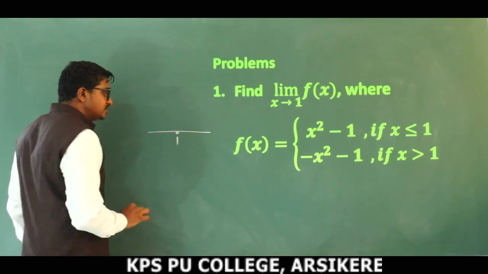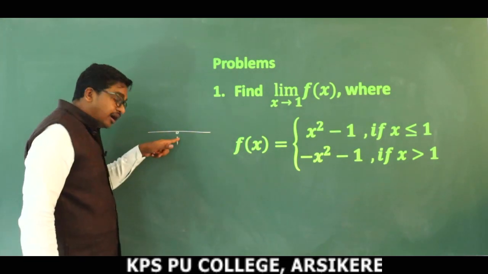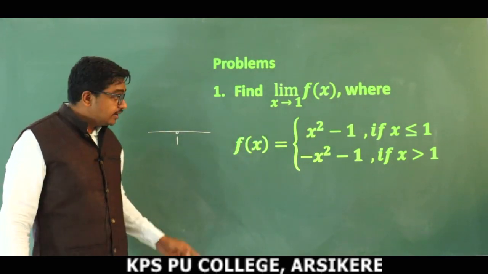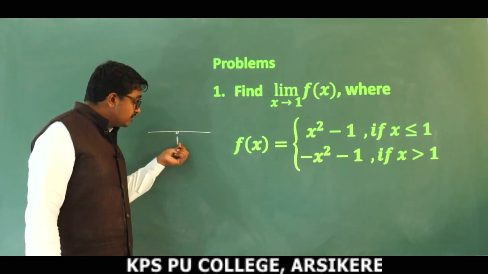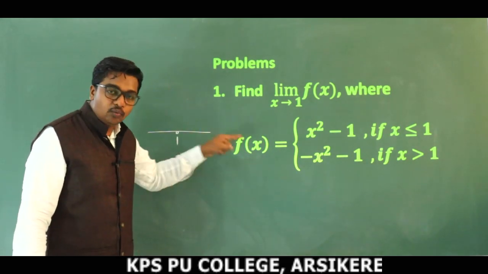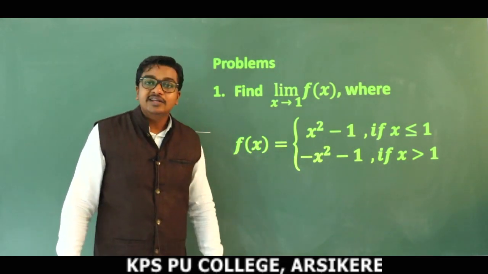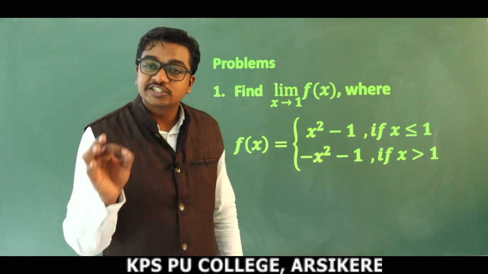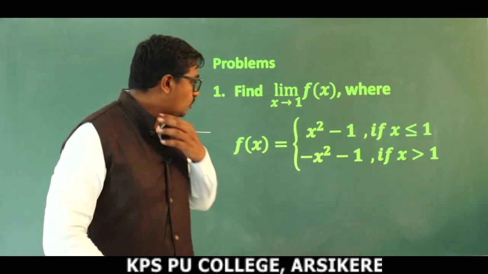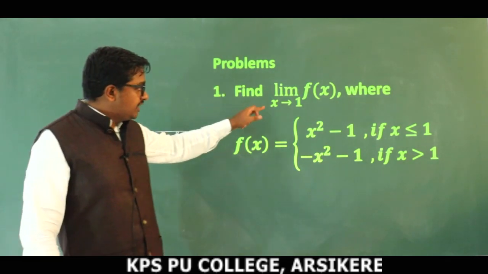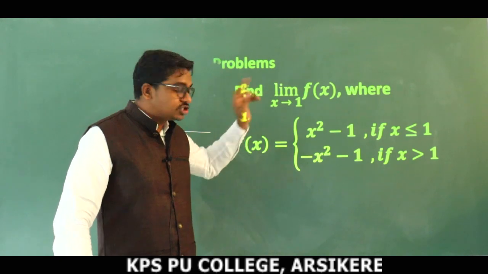So left of the 1 or at x is equal to 1, the function is x square minus 1, and when x exceeds 1, very next to the 1, the function becomes minus x square minus 1. It means the function changes its nature at what? X is equal to 1. Here we need to find the limit as x approaches 1.